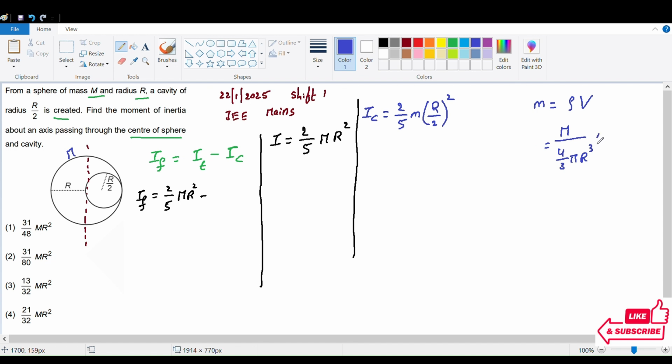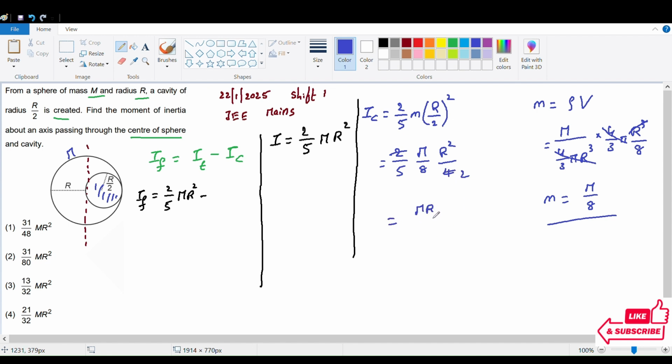From that density, the volume of the cavity is 4 by 3 pi r by 2 whole cube, which is 4 by 3 pi r cube by 8. The 4 by 3 pi r cube cancels, so the small m I got is capital M by 8. Substituting here, this is 2 by 5, capital M by 8, r square by 4. The 2s cancel, and finally I got the cavity moment of inertia as MR square by 80.